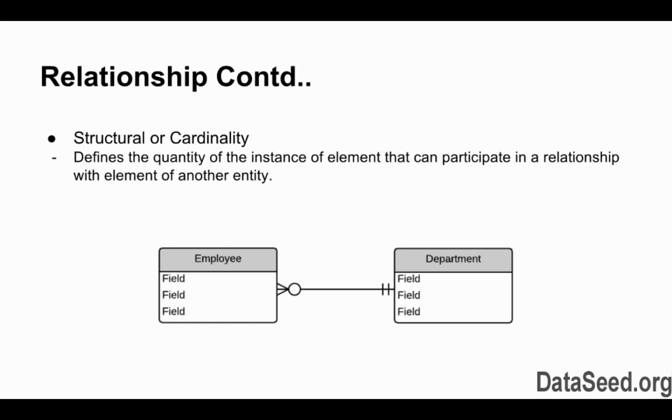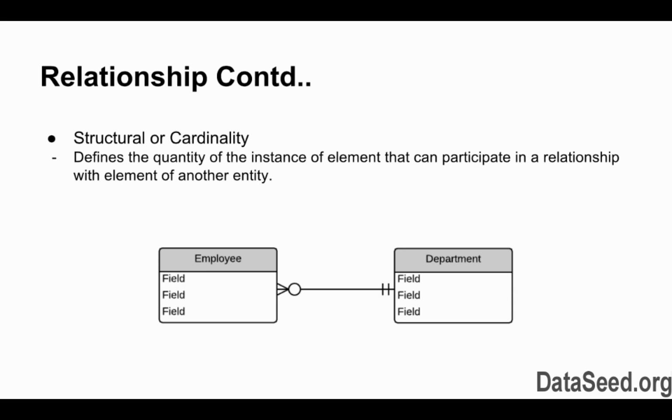For example, if we consider the same two entities, as you see in the picture, employee and department, then we can say that each employee can belong to one and only one department, and one department can have zero or many employees. So what we have done here is that we have defined the structural relationship, or in other words, we have defined the cardinality between the two entities.